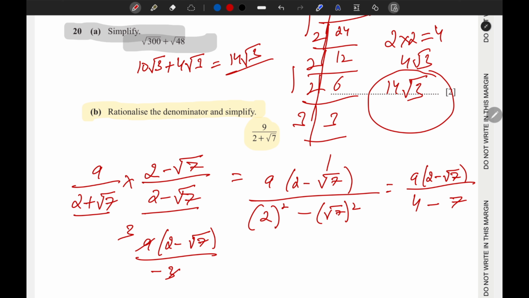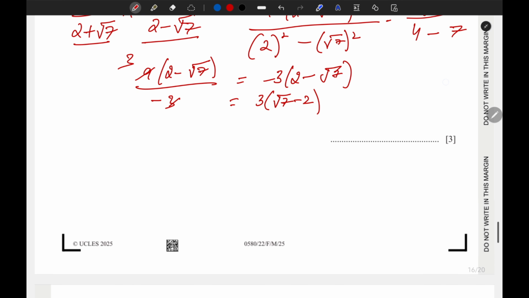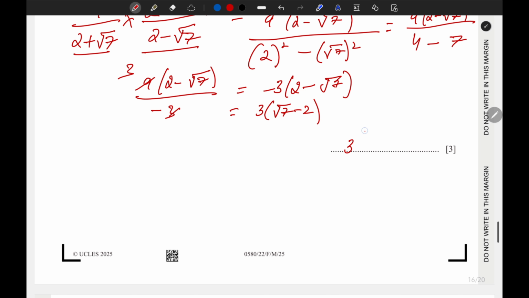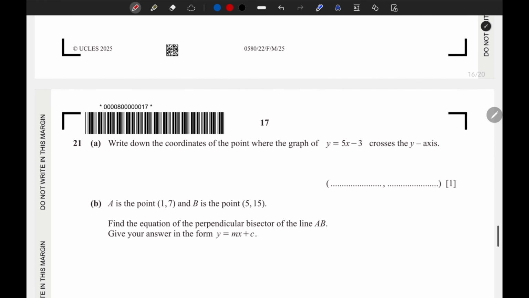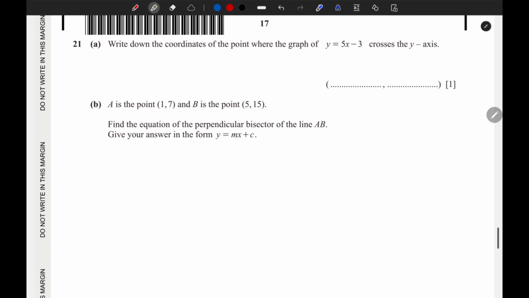So this will be minus 3 times 2 minus root 7. To make this positive, you can write it as 3 times root 7 minus 2. So this will be our final answer, 3 root 7 minus 2. That's the solution.